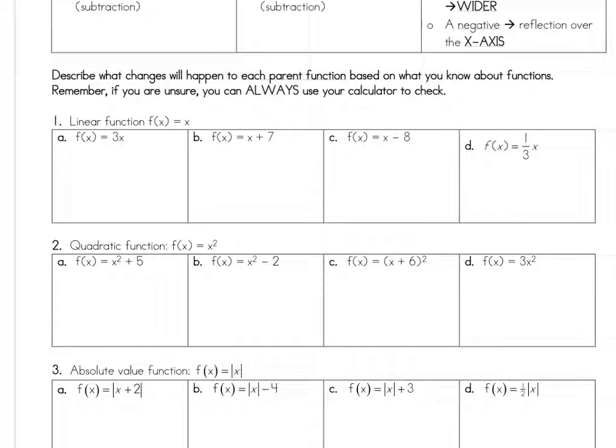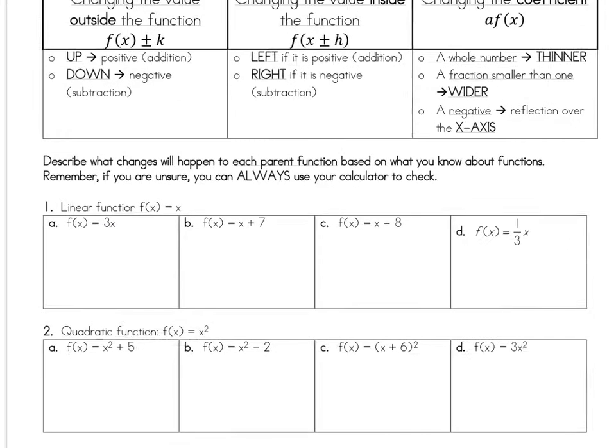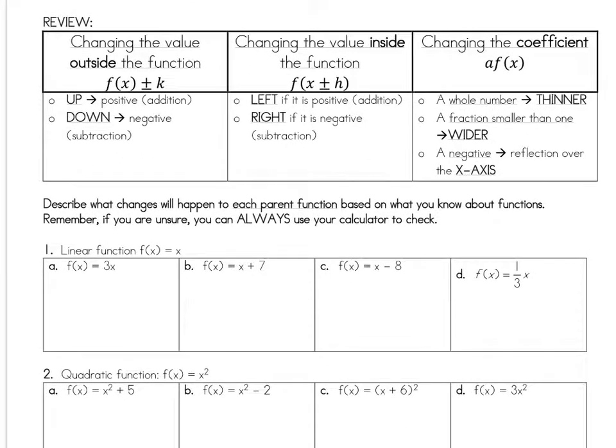And part A, only one change has happened to this linear function. It's not an x anymore, it's a 3x. So it's a number in front of the function, x, and it's a whole number. So if we look up top, I guess I should have this up for a little bit for the first one, we can see that it is a whole number, so the graph is going to become thinner. Or in this case, because it's a linear function, it's going to grow at a faster rate, so the slope will be steeper.